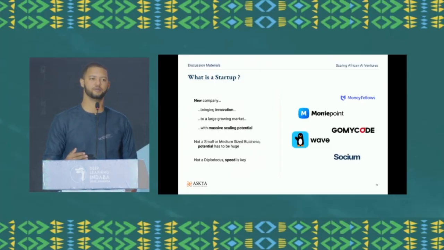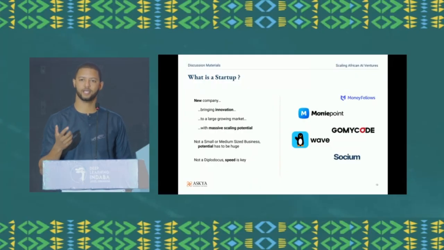So what is a startup? A startup is a new company that's bringing a disruptive innovation to a large growing market or to a new market and with massive scaling potential. So that's the first difference, is innovation. The second difference is that they're really looking to take a significant part of any market that they operate in, contrarily to an SME, whose objective is to build a sustainable business of a certain size, but with a pace that is much slower.